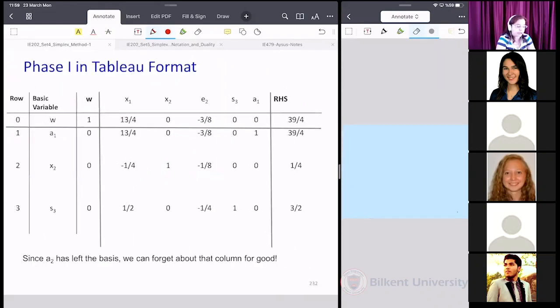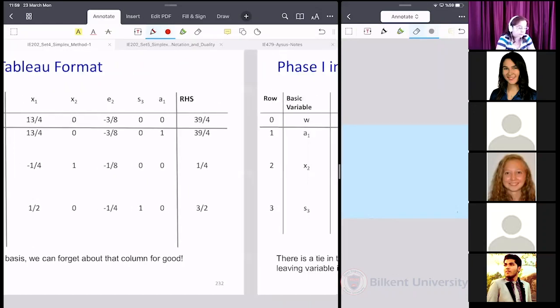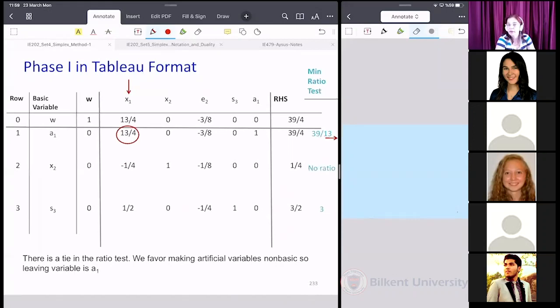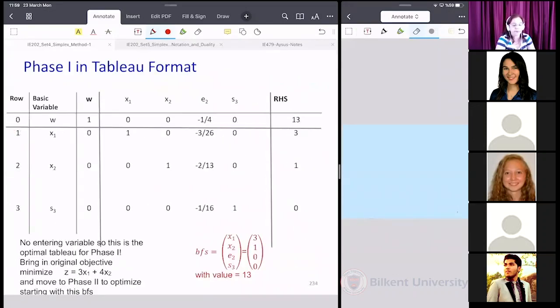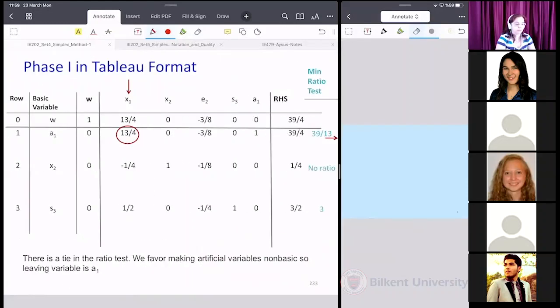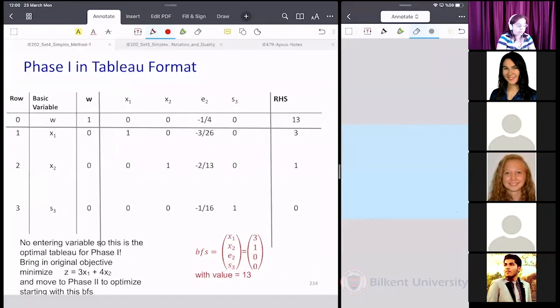We perform the iteration. This is what happens. Again, now X1 is entering, A1 is leaving, right? And this is the table. Phase one finished. Unfortunately, this is not 13, because this is the original objective row 0. There was another iteration here where it says 0. Then apparently this put the original objective function in and performed the iterations, okay?